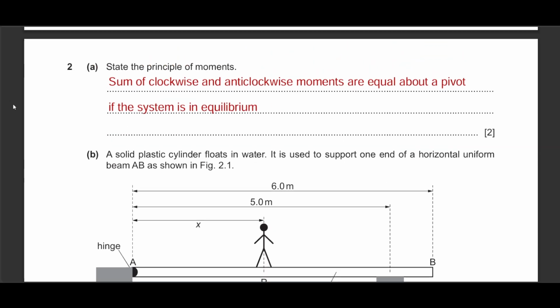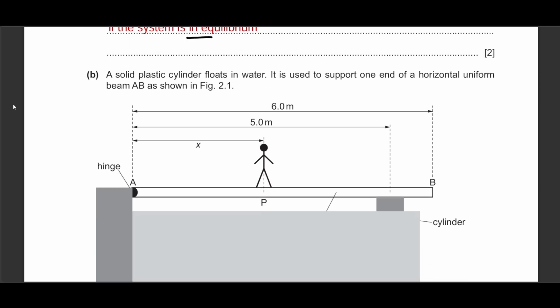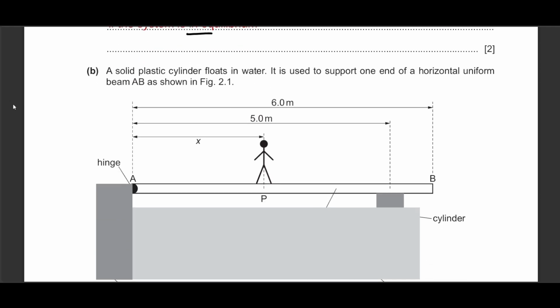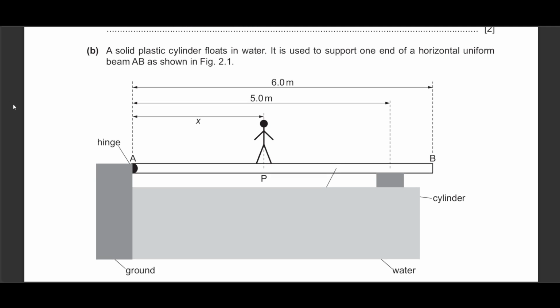Question number 2, state the principle of moments. This is always going to be a simple definition. Sum of clockwise and anti-clockwise moments are equal about a pivot, provided that the system is in equilibrium or no external force acts on it. Part B, a solid plastic cylinder floats in water. It is used to support, and we understand the rest of the question.